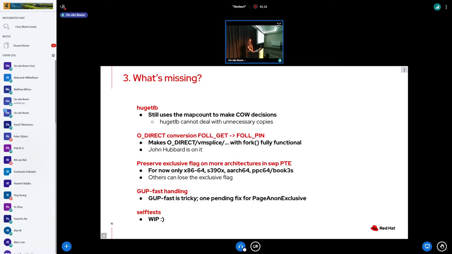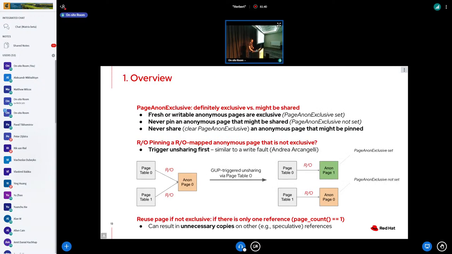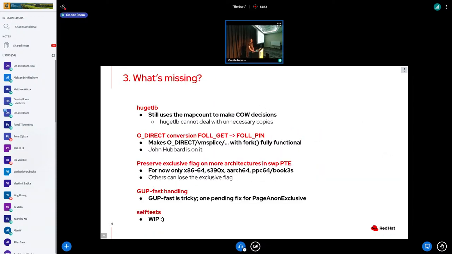So what's missing? On the one hand, hugetlb is still a problem. Hugetlb, if you recall, is having huge pages, not transparent huge pages, but real huge pages for processes, and they still use the map count to make copy and write decisions. The issue is that we can actually result in unnecessary copies in the new approach, because we're only going to reuse the page if there is a single reference on it, and that of course might mean that we do an unnecessary copy in certain cases. Hugetlb cannot really deal with that because it's a fixed pool size, and if you do an unnecessary copy and you're running out of huge pages, you would essentially send the process a SIGBUS and kill it. So we cannot really do that.